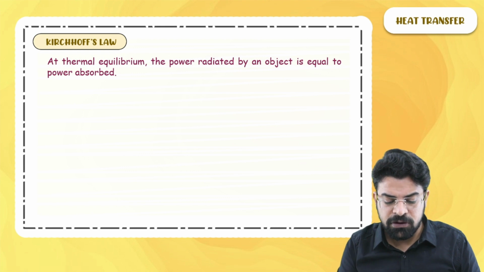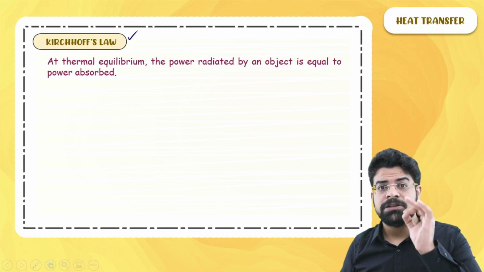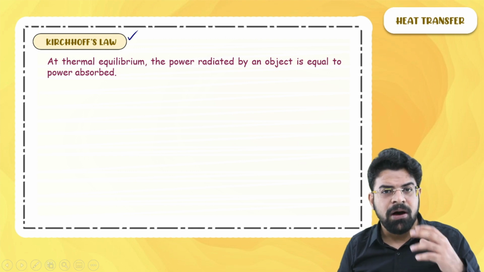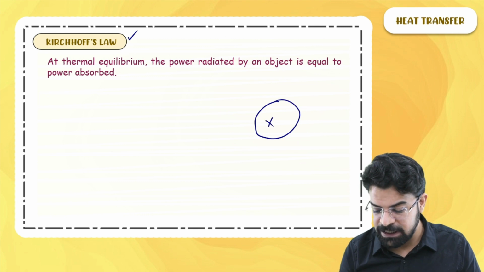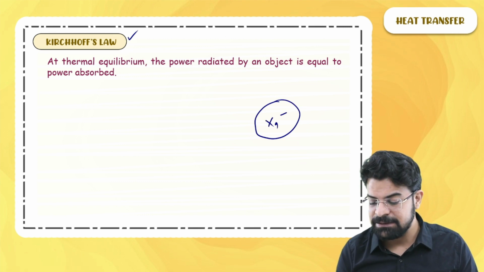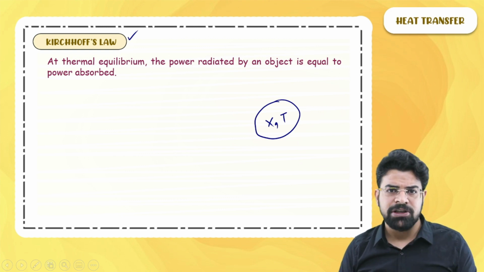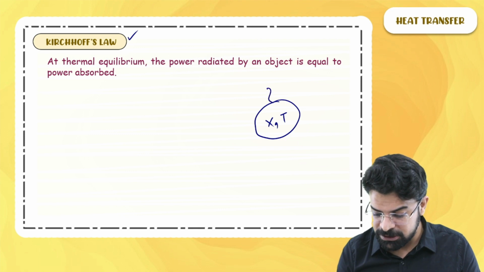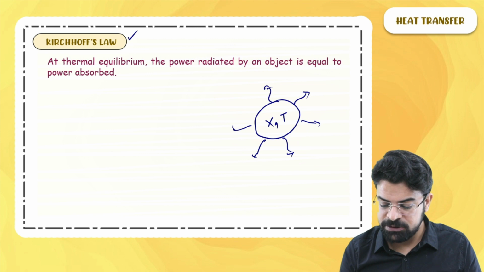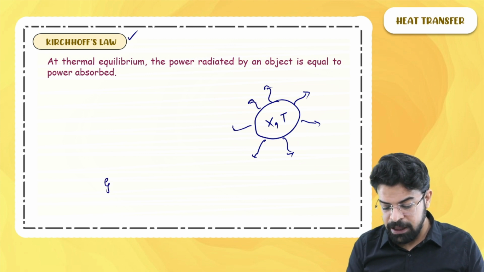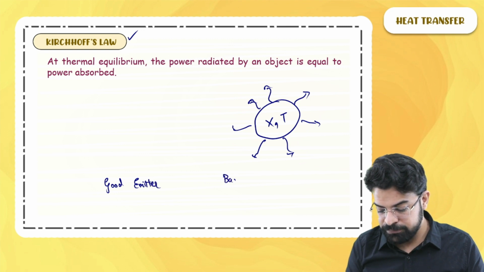Now, what does Kirchhoff's law tell us? A very important statement: good absorbers are good emitters. Now, understand this. Let's say within your room there is one particular object, let's call it object X, and this object X is at temperature T. It is above 0 Kelvin, so it must be radiating. Now you can assume this object X to be either a good emitter or a bad emitter.